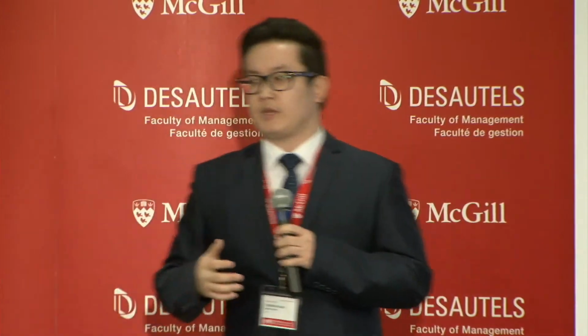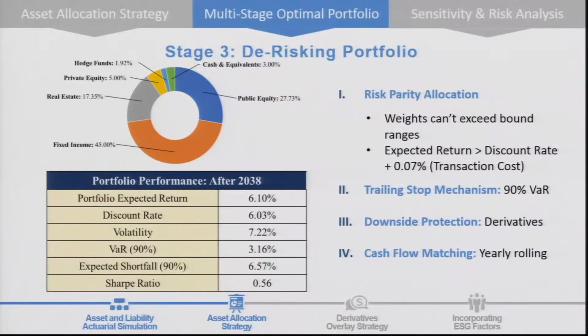portfolio. And in stage 3, our main goal is to de-risk our portfolio. So we transfer from a moderate risk tolerance level to a conservative risk tolerance level and use a risk parity investment strategy to reallocate the whole portfolio within 2 constraints. 1, the weight for each asset can't exceed bond ranges. 2, the expected return has to be higher than the discount rate plus 0.07% in order to guarantee a positive growth.